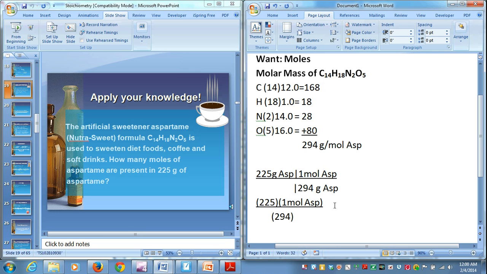So what do we end up with? 225 times 1 is 225, divided by 294 is equal to 0.765 moles of aspartame. And that is our answer, moles of aspartame.